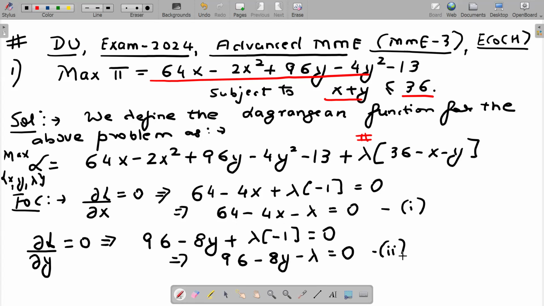Okay. And then we have the complementary slackness condition. So my complementary slackness, this was first condition del L by del x, del L by del y. Then I have the complementary slackness.